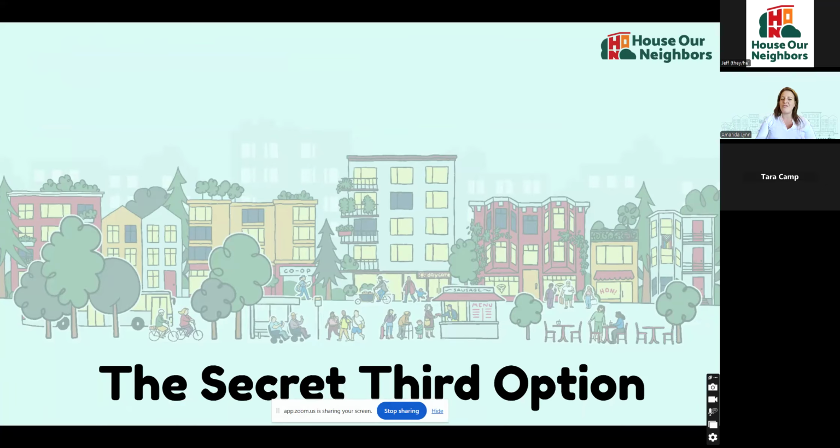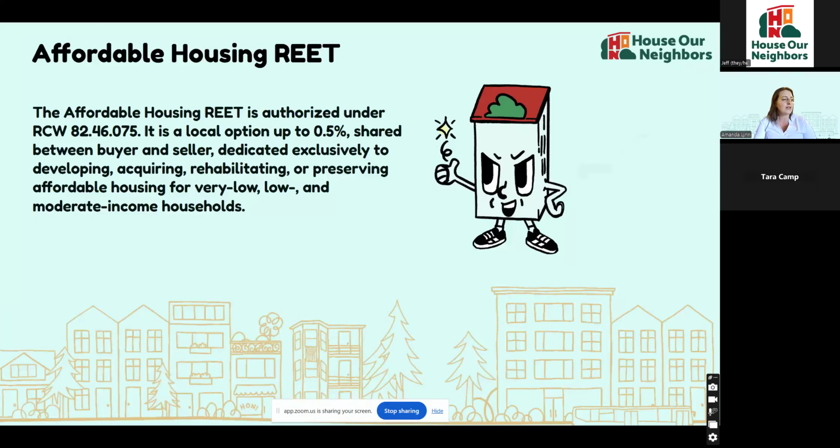You're hearing me say affordable housing REET. You haven't said anything about an affordable housing REET. You've been talking about infrastructure and REET 1 and 2 and all these things, right? So there is actually a state RCW right now that allows for a third category of REET. We've talked about the state REET, the local REET, and this secret third option of REET, which is called an affordable housing REET. The affordable housing REET is authorized at the state level right now.